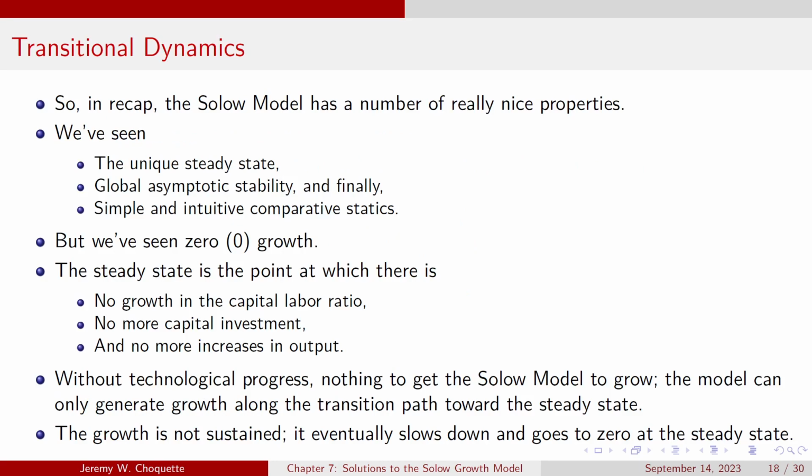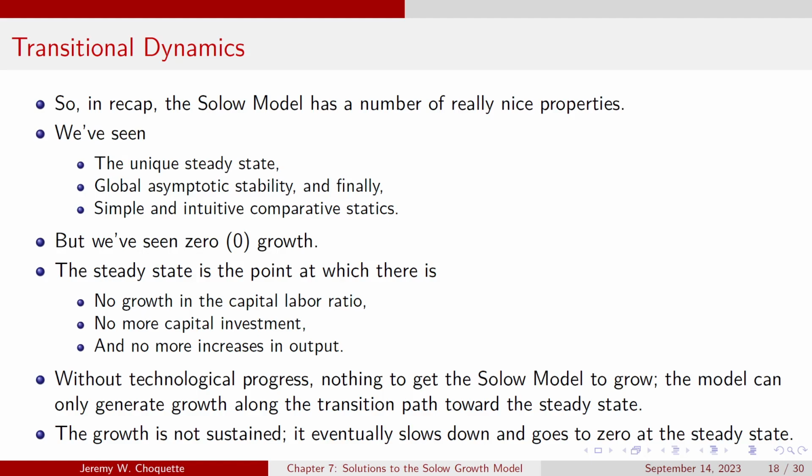So to recap thus far, the Solow model has a number of really nice properties. We've seen a unique steady state, right? We've seen global asymptotic stability, and we've seen some pretty simple and intuitive comparative statics, but we've really seen zero growth. And it's called the Solow growth model. So what the hell, right? We've got a growth model with no growth. How does that work?